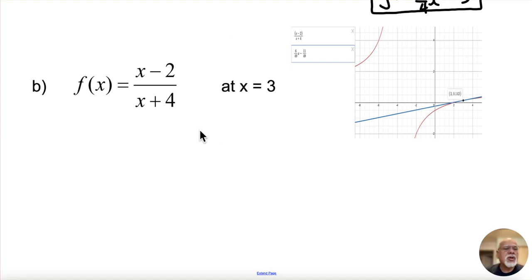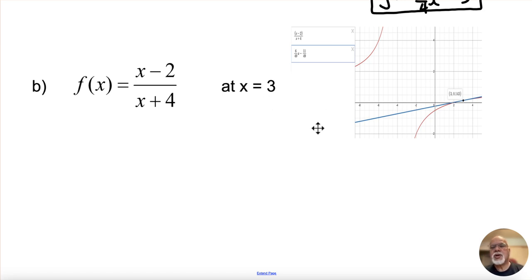This next question, f of x is x minus 2 over x plus 4, so linear over linear. I've graphed it in Desmos to the right there so that you can see the red graph is x minus 2 over x plus 4. And we're going to take a look at what's the slope of the tangent at x equal to 3.